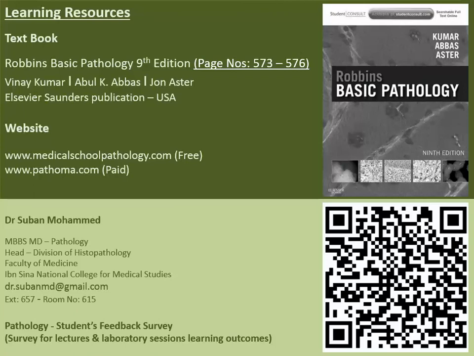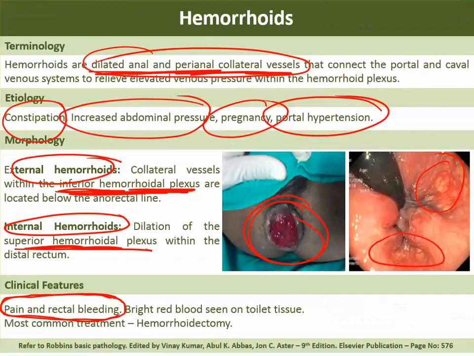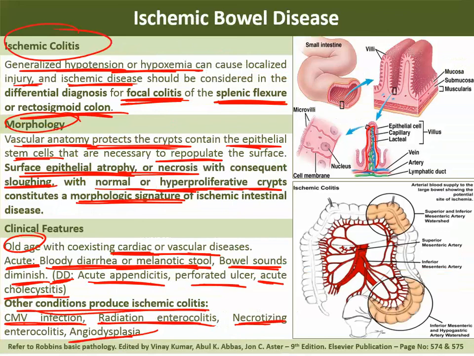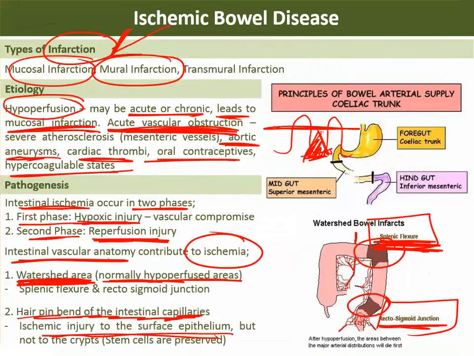You have to read from these pages. I have given the relevant page numbers, and if you read from those page numbers, it's enough. Some of the pictures are not given in Robbins. Some pictures I took to help you understand watershed areas and other things, to make the concepts easier. So, any doubt in this lecture?